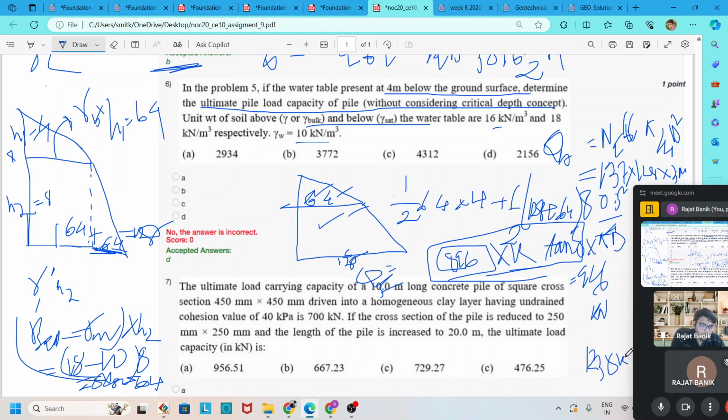1238 kilonewton. So add both QB and QS, which is equal to 2154 kilonewton. So the closest answer is option D, that is 2156. So our correct option is option D. I think this problem required a little bit of logic. So I think it is understood by everyone.